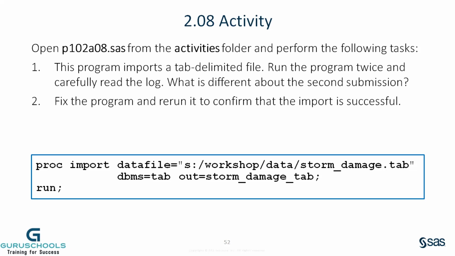So open this activity A08. Where did I go? Storm data. I'm going to share my screen so we can look at it and do it together maybe. No, you just complete this activity. It's what we have already done. It's just telling you to run it twice and check your log, why the second time submission did not work and how you'll fix it. It's very simple, you'll understand.